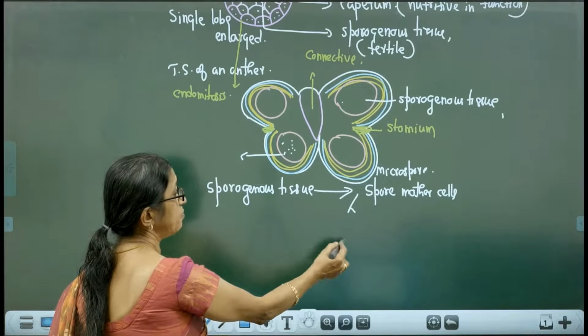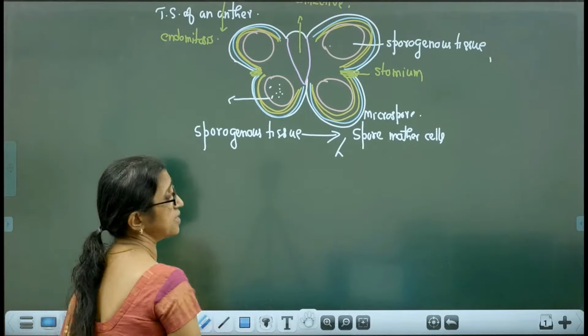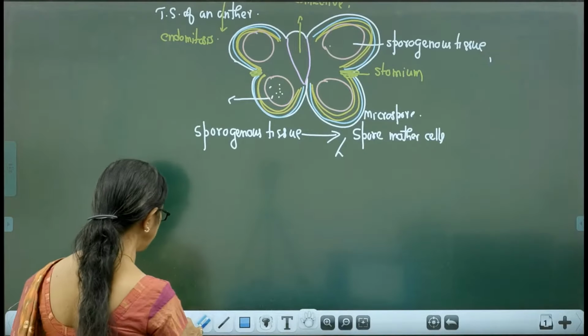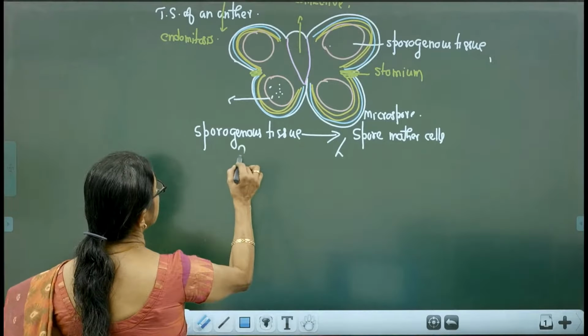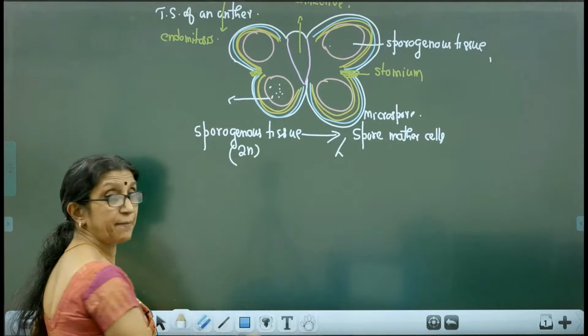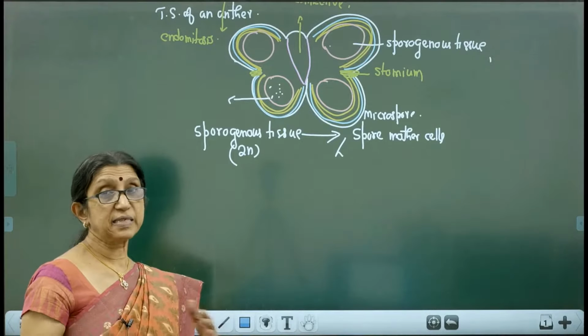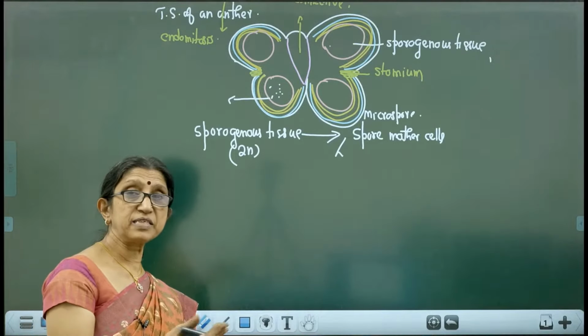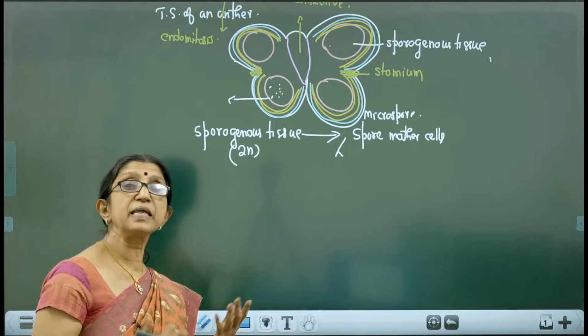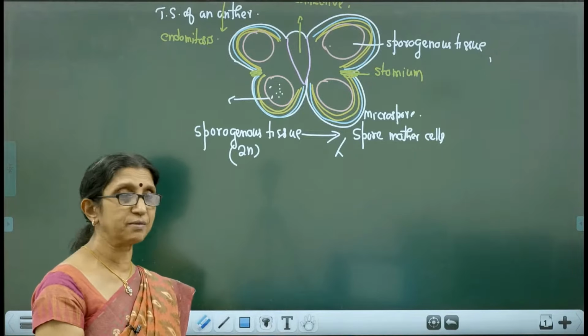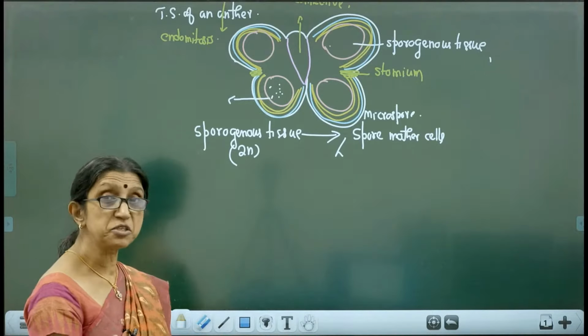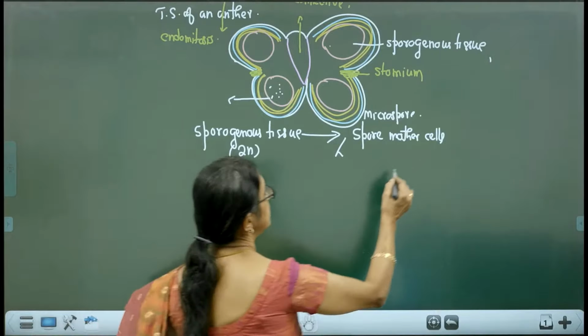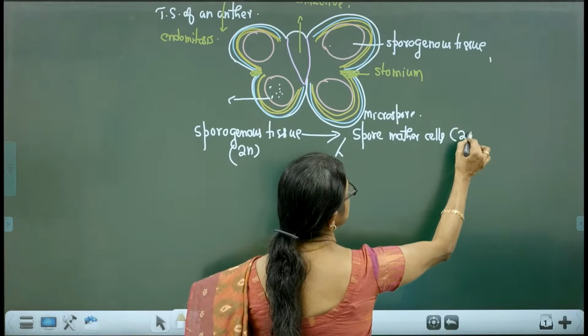And what is the ploidy of the microspore mother cell? The sporogenous tissue is 2N because it's a part of the anther. It's a part of the flower. Flower is a part of the sporophyte. And in higher plants, the sporophyte is 2N. Right? So the sporogenous tissue is 2N and the spore mother cells are also 2N.